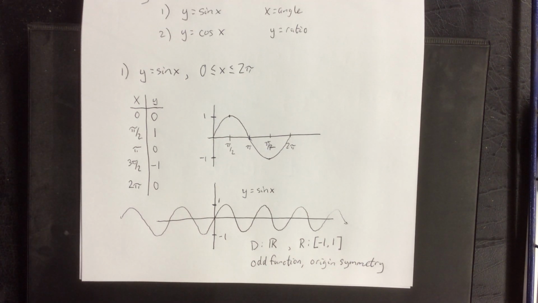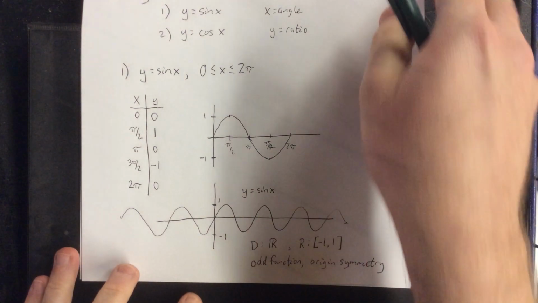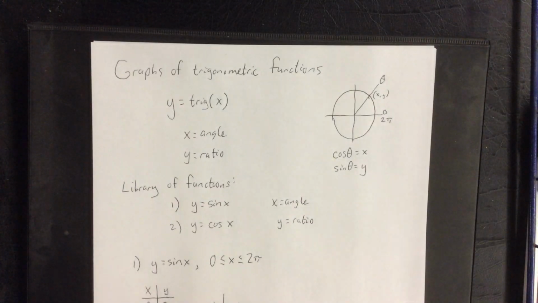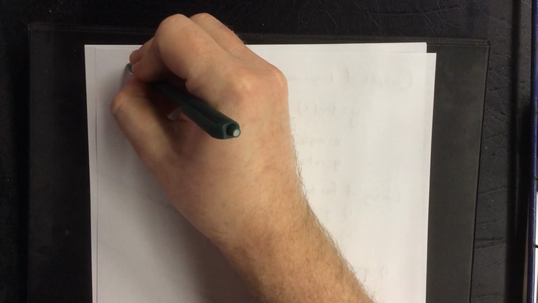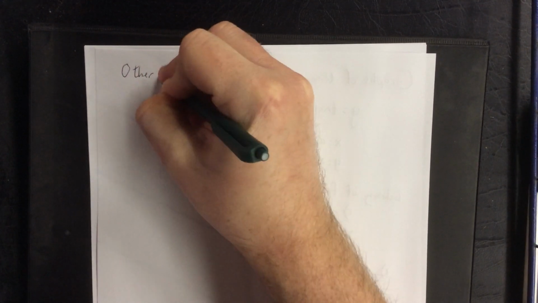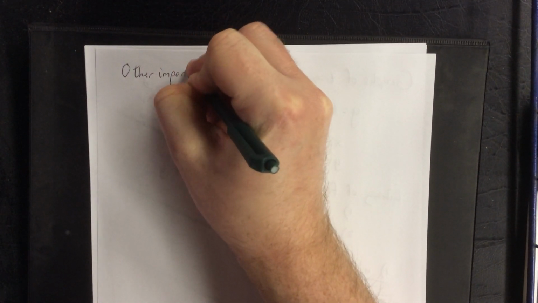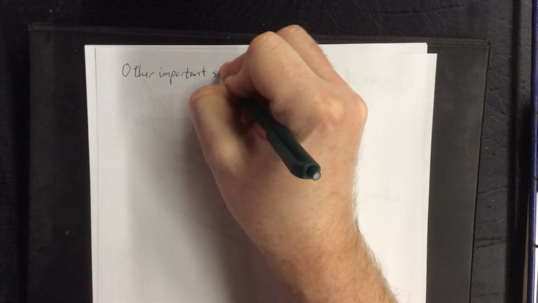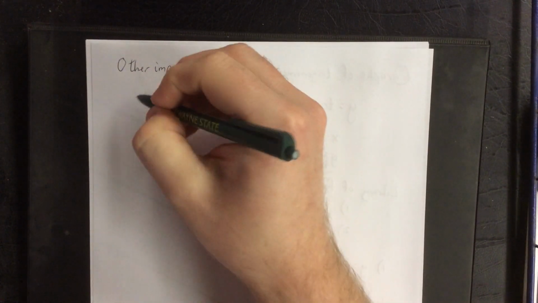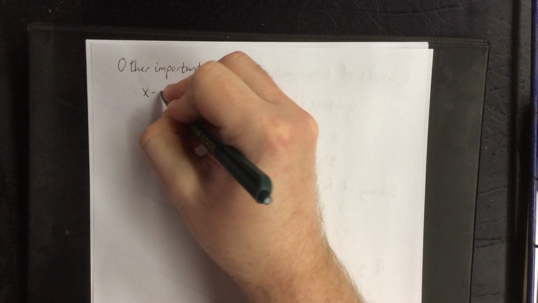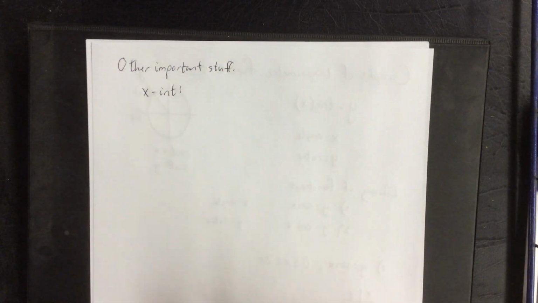Now there are some other aspects of the graph that we're going to take a look at. So other aspects of the graph. We'll call this other important stuff. There are a whole lot of x-intercepts on this graph.